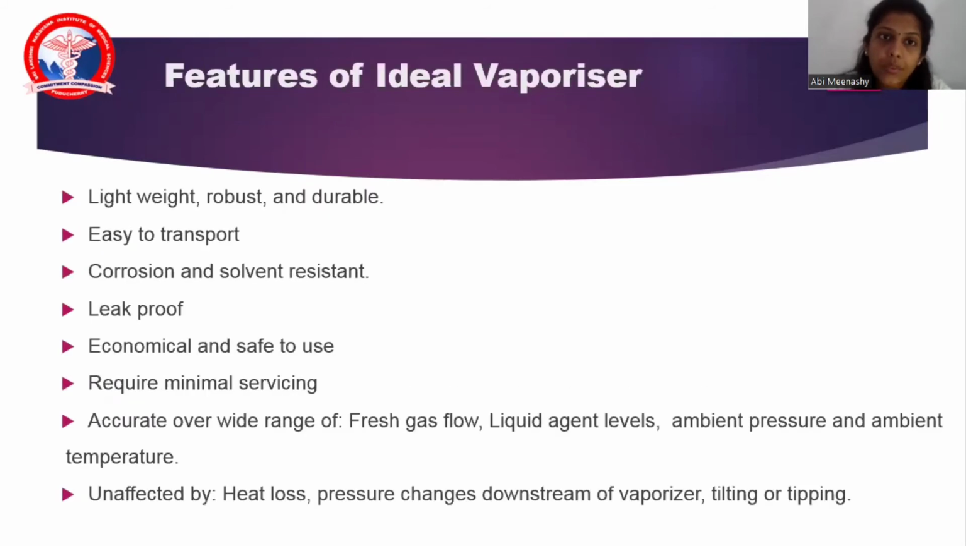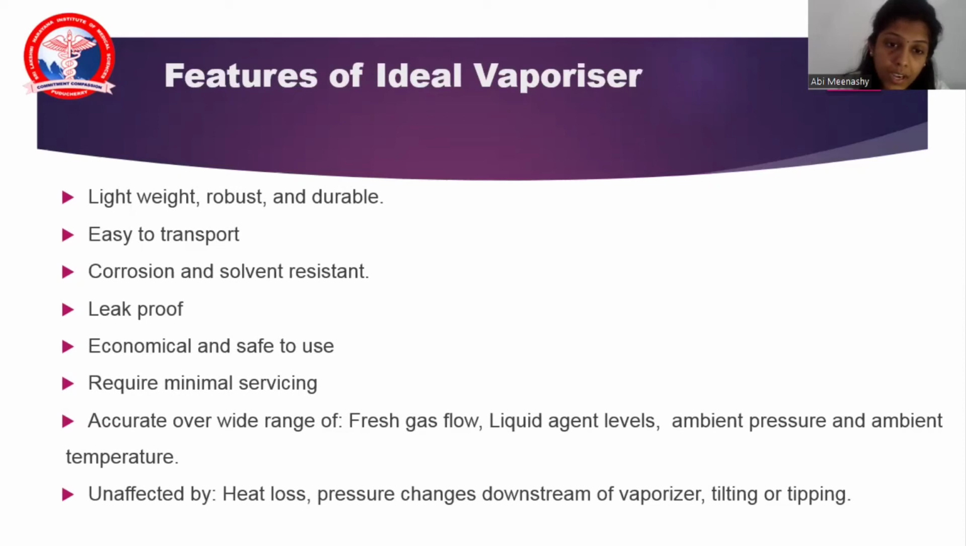Okay. What are the features of an ideal vaporizer? An ideal vaporizer should be lightweight, robust and durable, easy to transport, like we have to transport it from machine to machine. It should be corrosion and solvent resistant. For long-term use, absolutely it should be corrosion free. Leak proof. We don't want the inhalational agent to leak because inhalation agents are combustible. Economical and safe to use, requires minimal servicing. We don't want frequent servicing. Usually it's an annual or biannual thing.